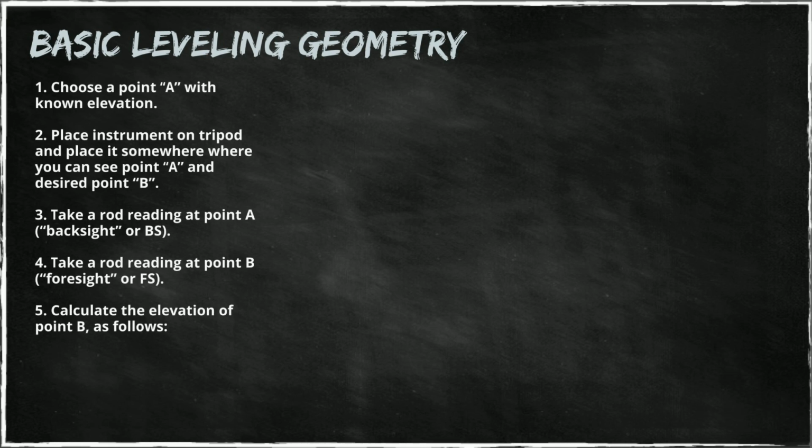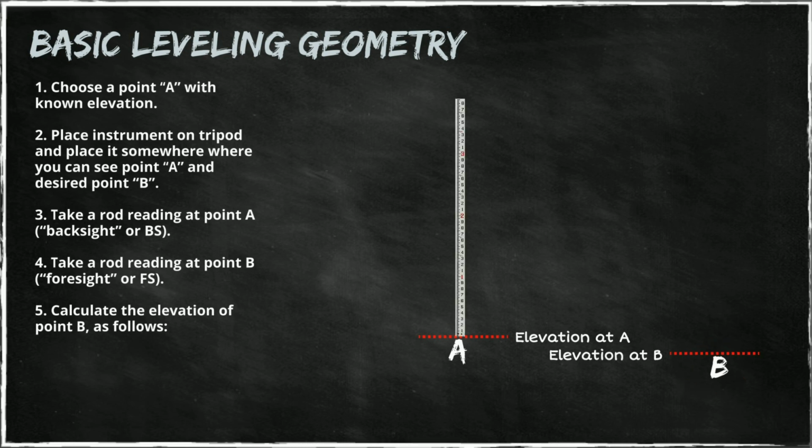Now let's see how these instruments are used. There is a very basic leveling geometry that is as follows. You'd be surprised how simple this is. Let's say we have a point A, and we have the elevation of point A. We know this elevation, and we want to establish the elevation of point B. Then we put a leveling rod on point A and set up the instrument anywhere convenient from where we can see both points. We level the instrument and we take a reading back towards point A.